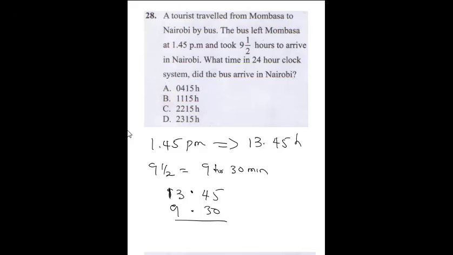So when you add 45 to 30, remember the maximum is 60. So this is going to give us 75. So that's 60 and 15 minutes. So you put the 15 minutes and carry your 60, which is now what? 1 hour. So this is going to be 1 plus 13, that's 14. 14 plus 9. When you add 14 plus 9, you're going to get 23. So this is going to be 23:15 hours. Final answer. So the correct answer here is D.